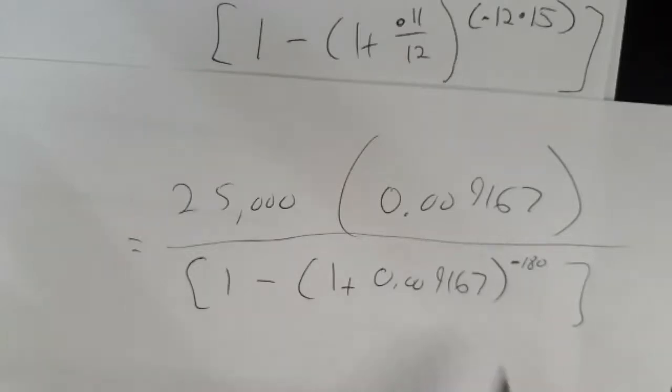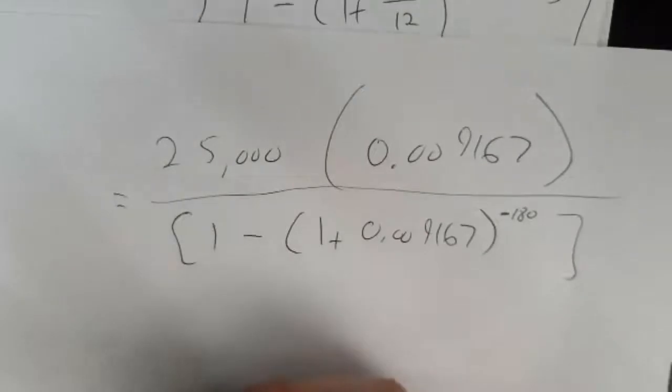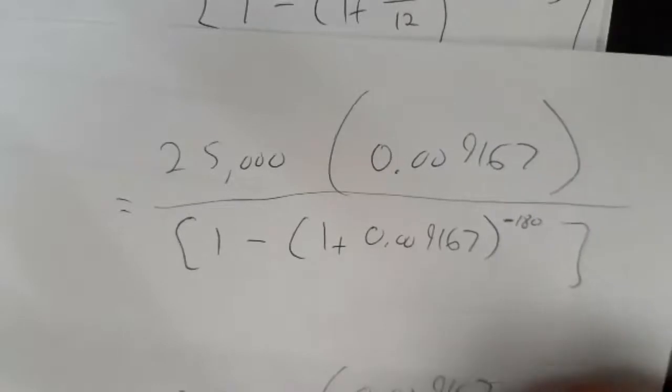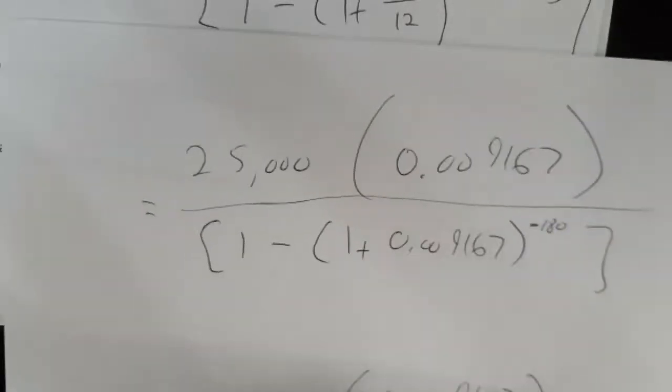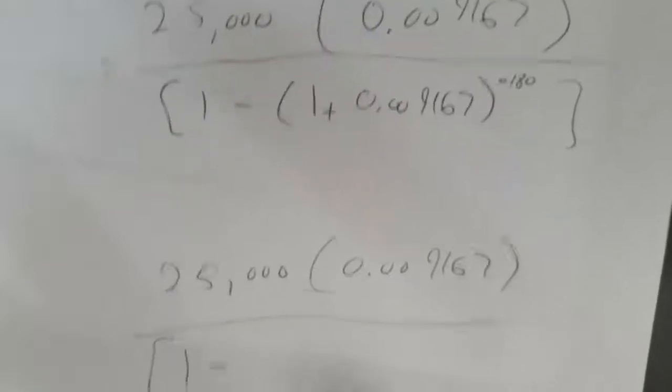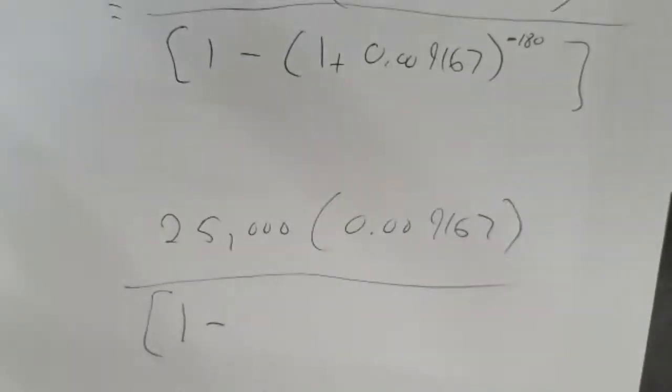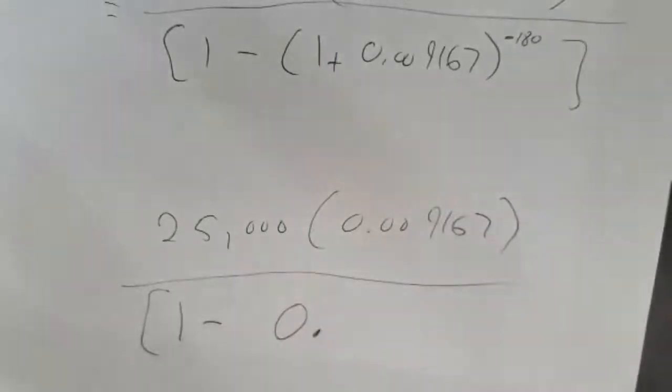So I'm going to do this all in one swoop. So this is 1 plus 0.009167, 1.009167. And I want to raise that to the negative 180 power. So if I take 1.009167, raise it to the negative 180 power, that's giving me a crazy decimal that looks like 0.193487.